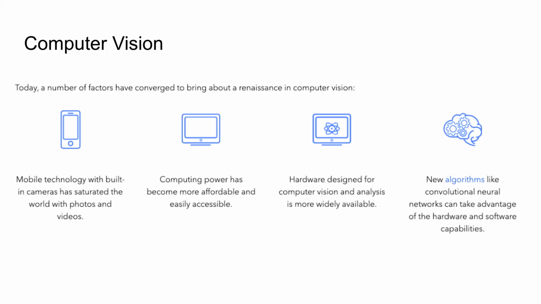Accuracy rates for object identification and classification have gone from 50% to 99% in less than a decade. And today's systems are more accurate than humans at quickly detecting and reacting to visual inputs. I'm not sure about that last part, but I'm quoting from SAS.com. They're claiming that now systems are more accurate than humans at quickly detecting and reacting to visual stuff.